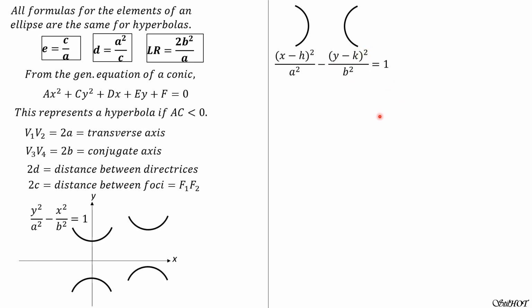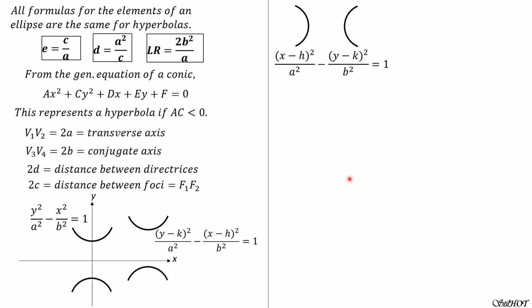And for this hyperbola here with center at h comma k and transverse axis parallel to the y-axis, we replace y by y minus k, x by x minus h. So (y minus k) squared over a squared minus (x minus h) squared over b squared equals 1. So that would be the equation.